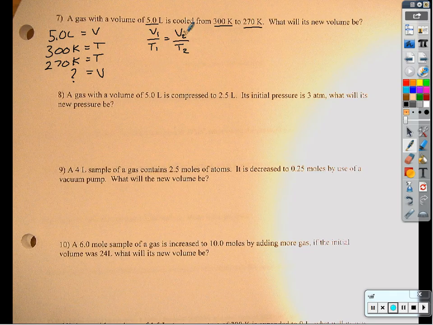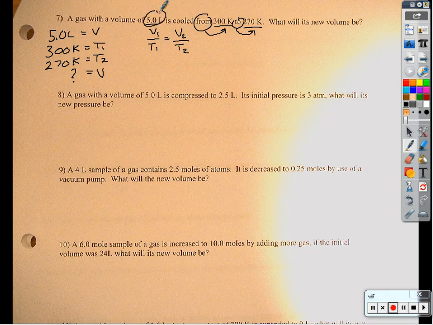Now we do have to figure out the 1s and 2s, and for that we have to look at some textual concepts here. We have from and to. Those are 2 of the big words I told you to look for. From indicates where you're starting, to indicates where you're going. So we're going from 300 Kelvin, that makes it T1, to 270 Kelvin, making that T2.